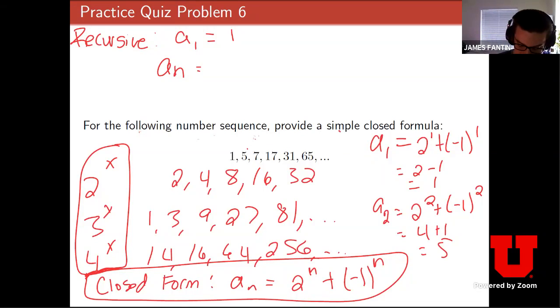If you catch that pattern right out of the gate, that works. In general, this will be 2 times a sub n minus 1 plus 3 times negative 1 to the n.